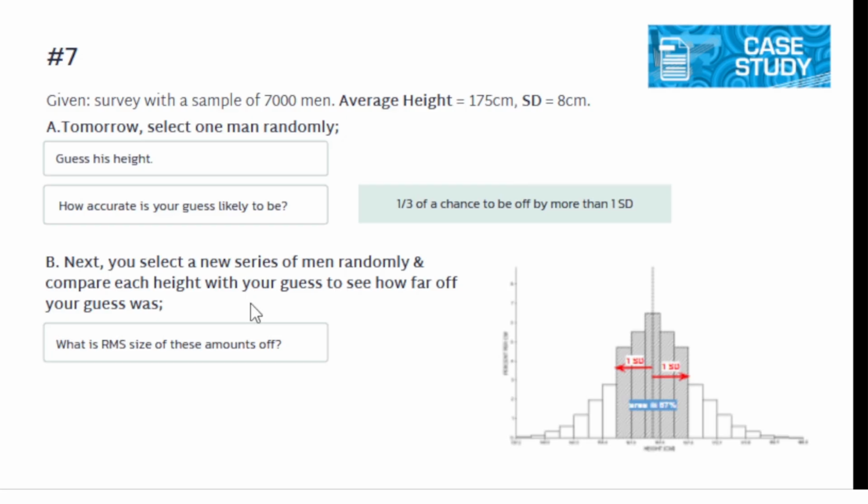So actually we are asking about the standard deviation, because the standard deviation is the RMS of deviations from the average. So basically it's asking about the standard deviation. The standard deviation is already given, which is 8 centimeters. So you expect that the RMS size of these deviations from your guess would be 8, as given by the standard deviation.